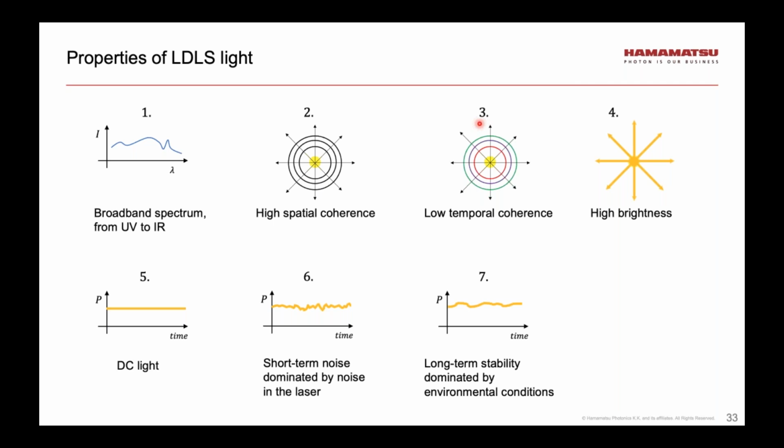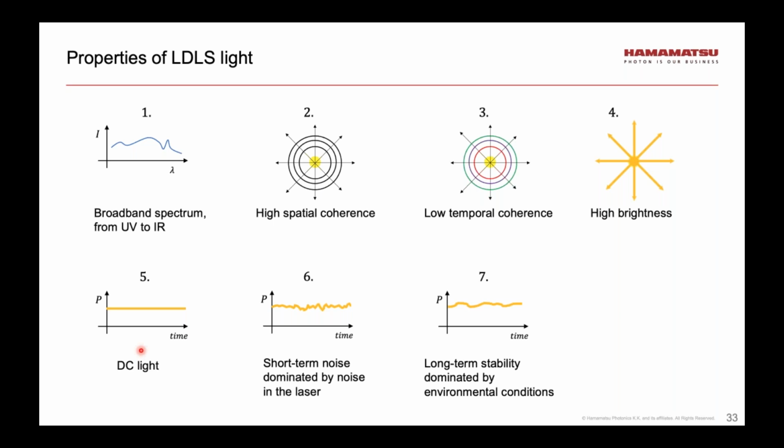So I would like to now summarize some of the properties of LDLS light. First, it is a broadband spectrum spanning from UV to IR. Second, it has high spatial coherence, and let's remember why: that's because the source is small. So we have lots of light, but from a very small volume. If you could shrink that volume to zero, then it would have infinite spatial coherence. But of course, the volume is not zero, so there is a finite but high spatial coherence. We have a low temporal coherence because the spectrum is very broad. We have high brightness. Again, the amount of power that we get is high from that very small focal volume.